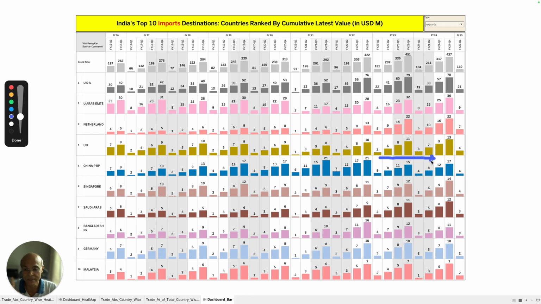This is very, very concerning. We are importing more from China, exporting less. So this imbalance of trade with China is decreasing India's leverage. We are not able to export in increasing quantum as far as China is concerned.